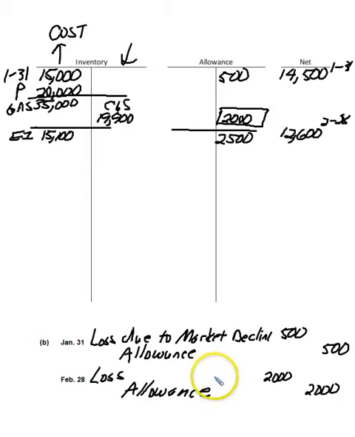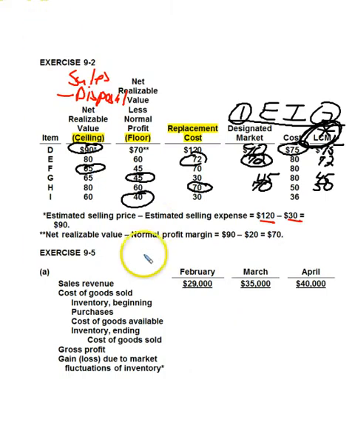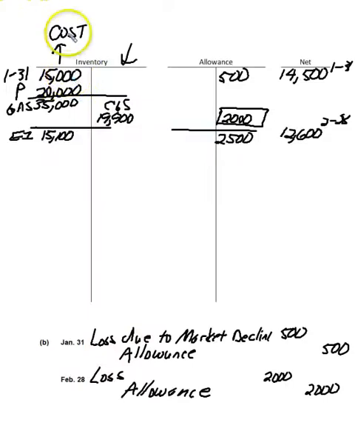Okay, so I've gone ahead and just plugged that in. We'll debit the loss due to market decline and we'll credit the allowance, and so we're all finished there. Let's go back though to the prior page and fill this out. So here we can see in February we have sales revenue of $29,000 and then I'm just going to pull this from my T account, beginning inventory at cost $15,000. Let's go take a peek. 15 plus 20, goods available for sale $35,000, subtract my ending inventory to get cost of goods sold.